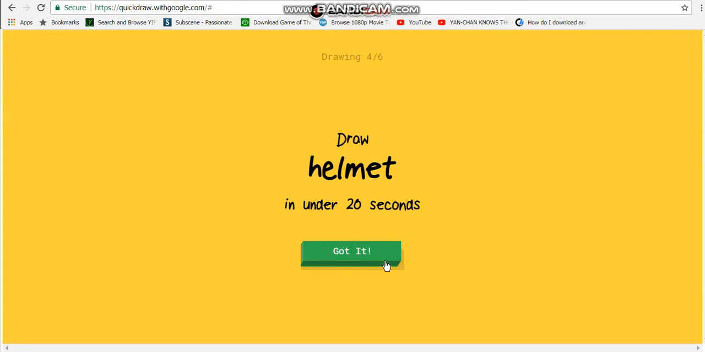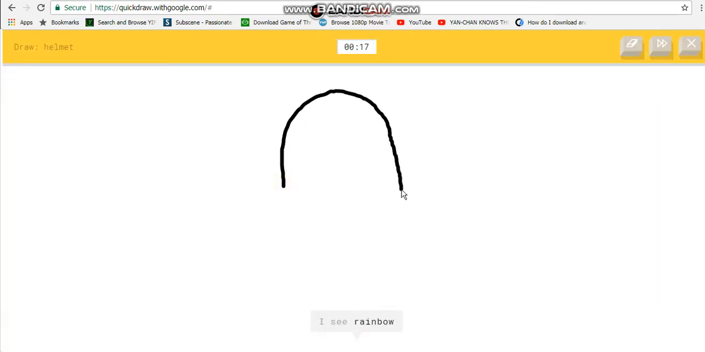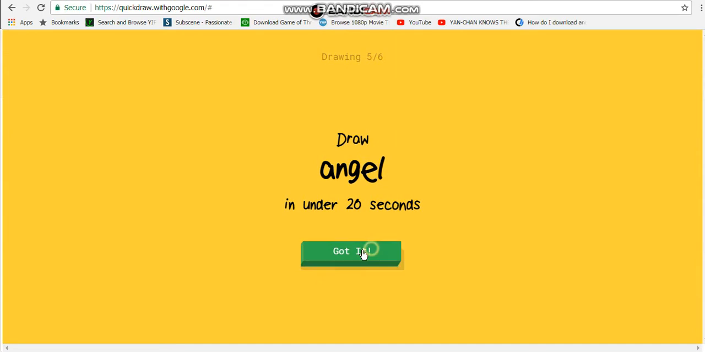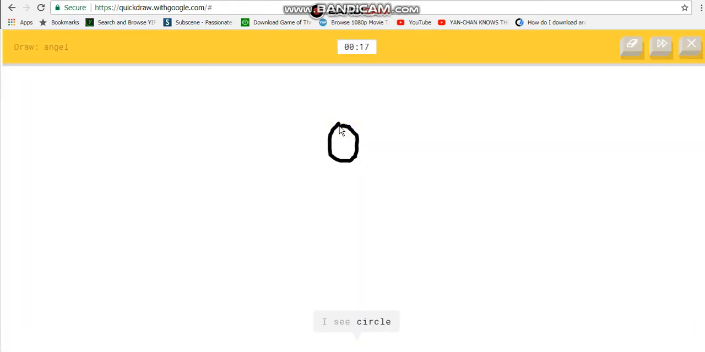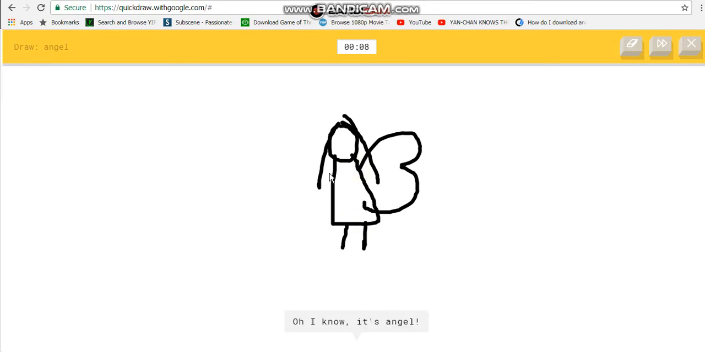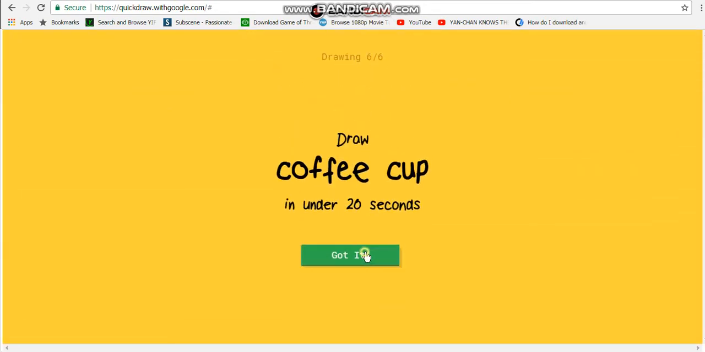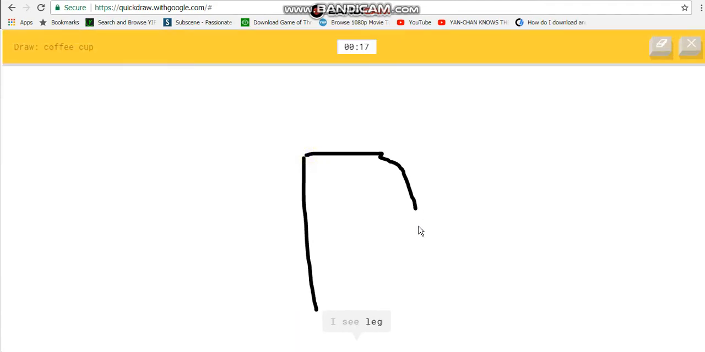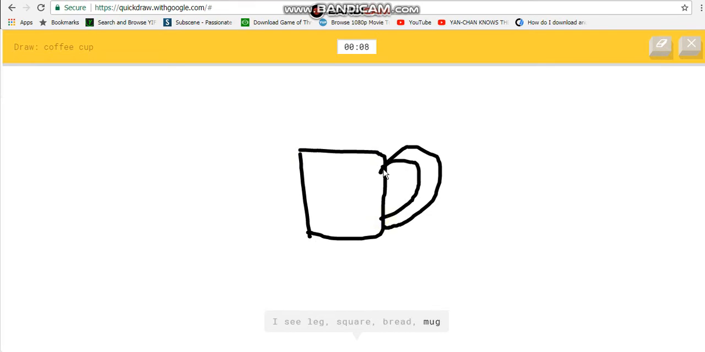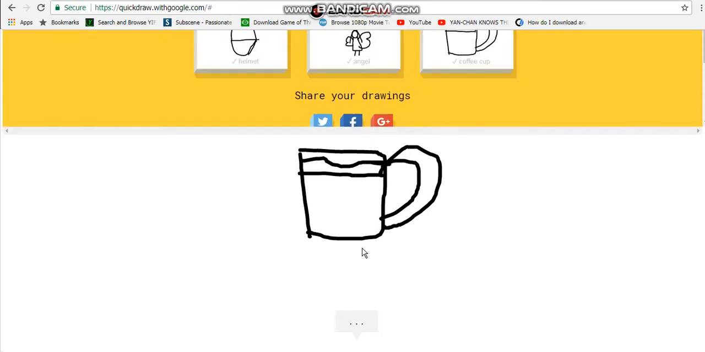Oh my god. I see rainbow. Or roller coaster. So I know, it's helmet. I see circle. Or computer mouse. Or water. Or knee. I see person. Or penguin, or mermaid. So I know, it's angel. I see leg, or skyscraper, or square. I see leg, or square, or bread, or mug, or passport. I see camera. So I know, it's coffee cup.